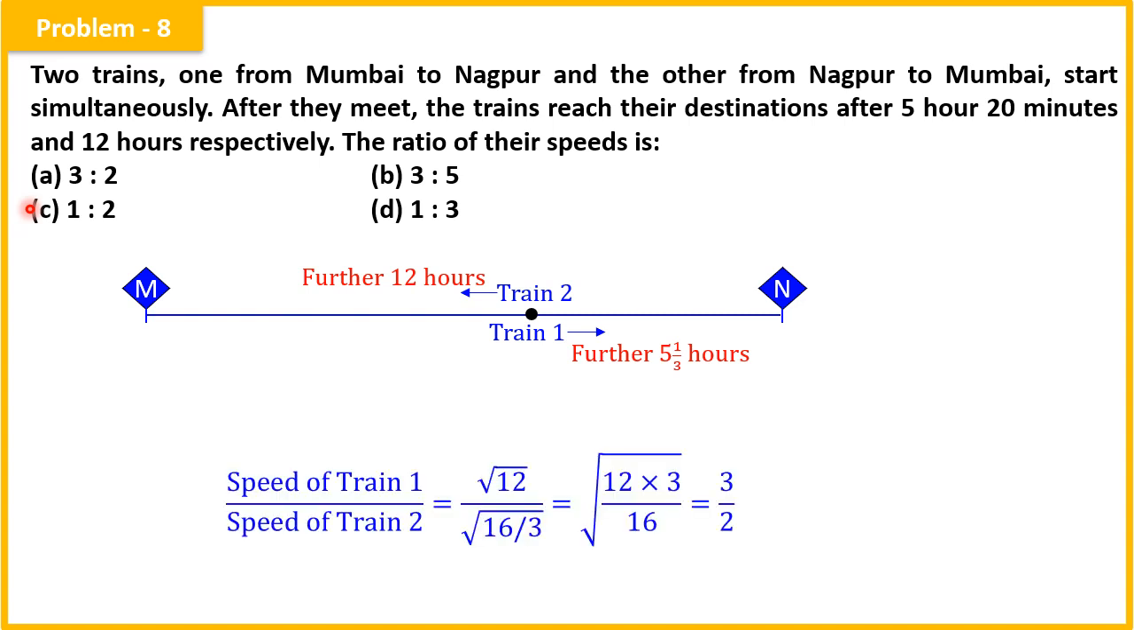Speed of train 1 divided by speed of train 2 is equal to under root of 12 hours, and here in the denominator I will write under root of 5 1/3 hours. 5 1/3 is nothing but 16/3. So this comes out to be under root of 36/16, which is equal to 3/2. So the ratio of speed of train 1 and train 2 is 3:2. Option A is the right answer. Please remember this expression. This is a shortcut to find the answer in minimum time.